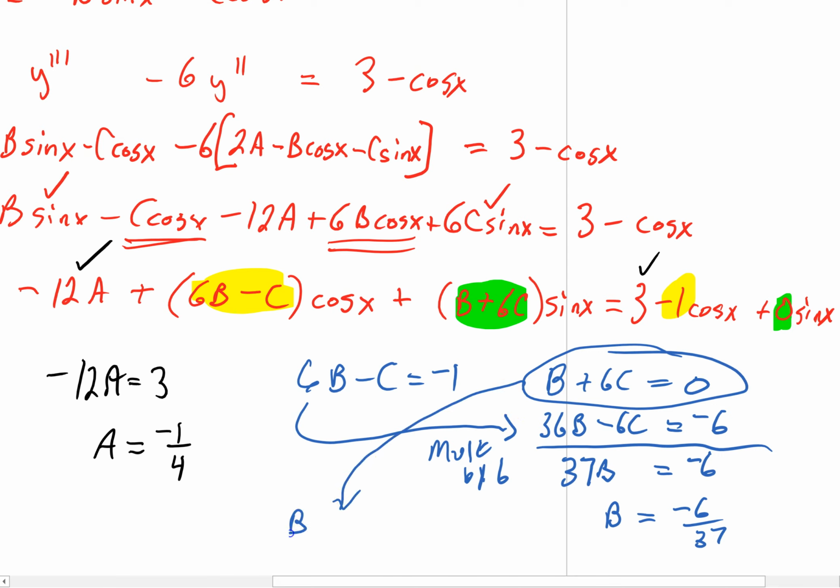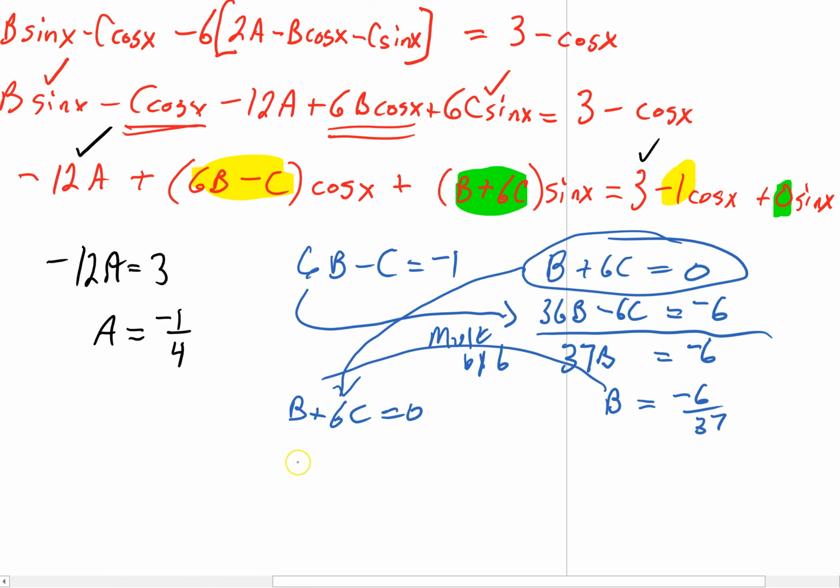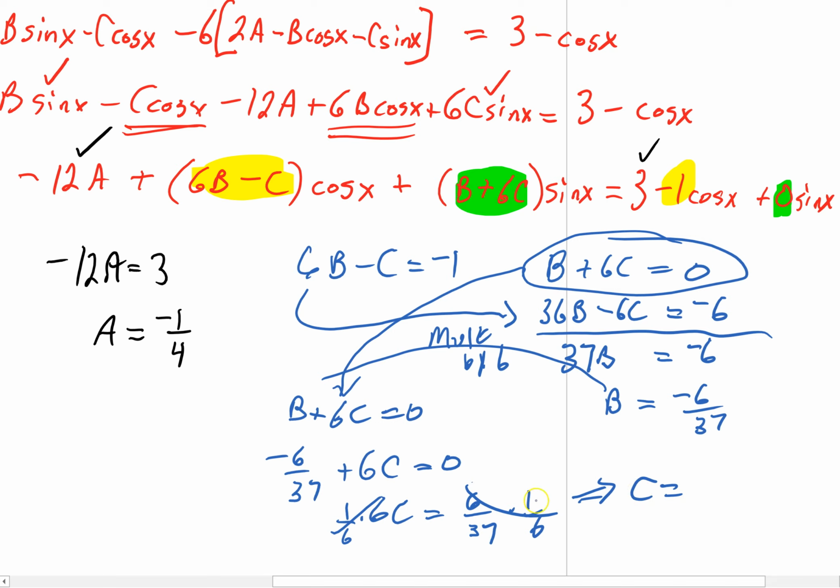Look, you know that b plus 6c is equal to 0. But now I know what b is. b is -6 over 37. So I'm going to add 6 over 37. I'm going to multiply both sides by 1/6. And that's going to lead me to c being equal to 1 over 37.